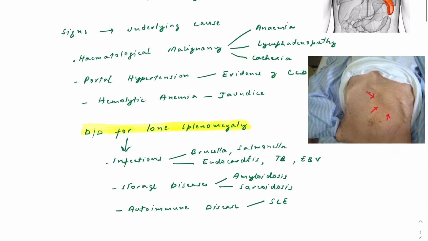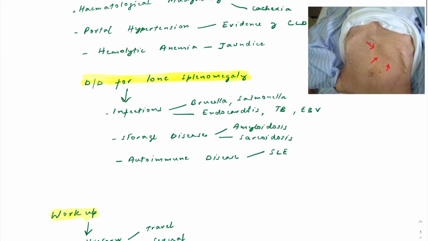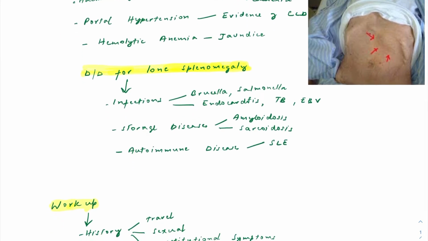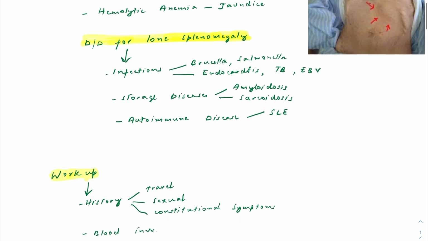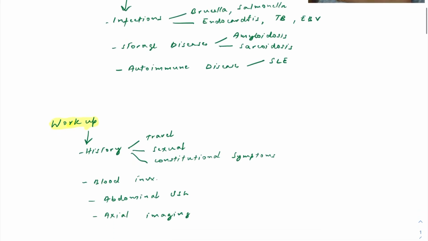The differential diagnosis for lone splenomegaly is quite broad, but just keep in mind a few of the causes. It can happen with infections like brucella, salmonella, endocarditis, and so on. It can be because of storage diseases like amyloidosis and sarcoidosis, or because of an autoimmune disease like SLE. Just keep everything in mind because it will help with your presentation.